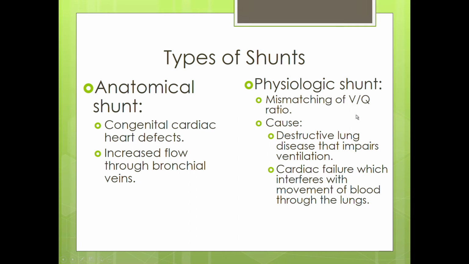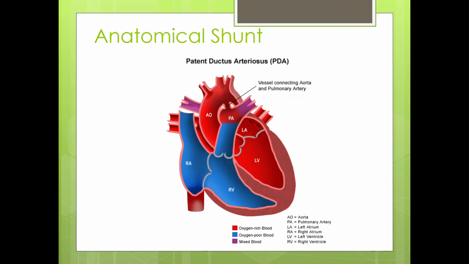Physiological shunts, this is where we have mismatching of the ventilation and perfusion ratio. And the cause of this are destructive lung diseases that impair ventilation. And this can also be precipitated through cardiac failure, which interferes with the movement of blood throughout the lungs. So the heart and the lungs really work in consort together, and when one organ is suffering, the other will eventually too.